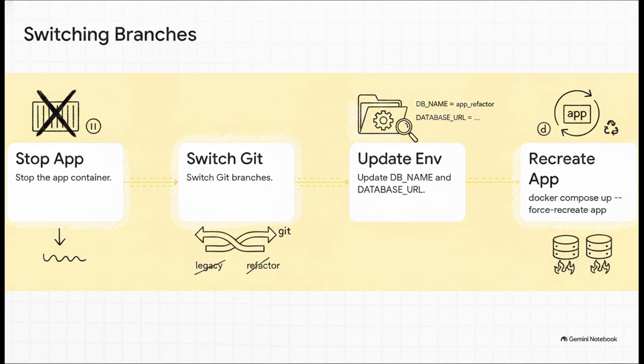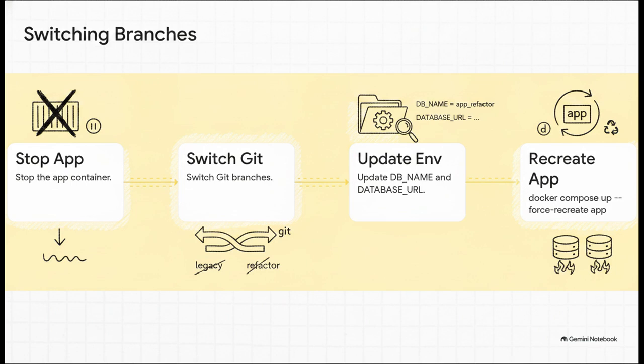Step 1, stop the app container, but leave MySQL running. Step 2, switch your Git branches. Step 3, and honestly, this is where people mess up, update your db_name and database_URL variables in your local environment file so they point to the correct database. For instance, change it from app_legacy to app_refactor.